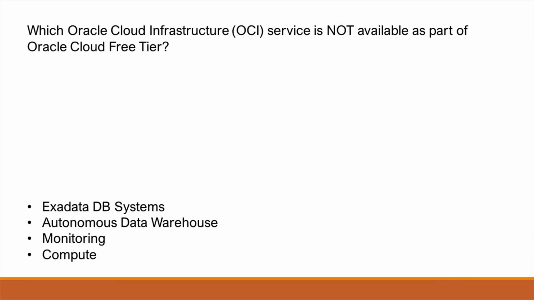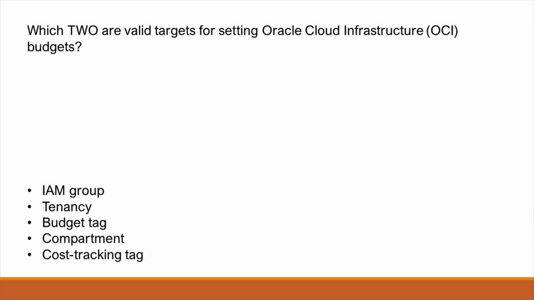Let's talk about this question. Which Oracle Cloud Infrastructure, OCI, service is not available as part of Oracle Cloud Free tier? Options we have for this question are, Exadata DB systems, Autonomous Data Warehouse, Monitoring, Compute. Correct answer for this question is option 1, Exadata DB system. It is mentioned in the Oracle Cloud Free tier services page. Other options can be used under free tier service, but we can't use Exadata DB systems.